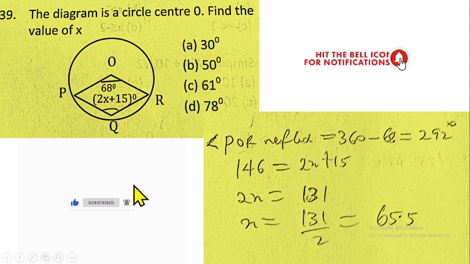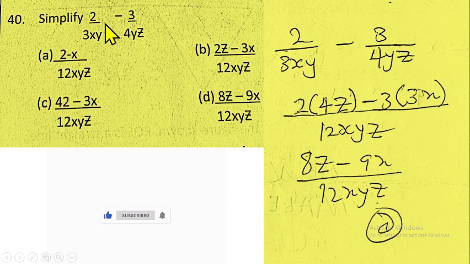Question number 40. You have to simplify 2 over 3x minus 3 over 4yz. This is also an algebraic fraction. So what can we do? We can find the LCM as well. That would be 12xyz as the LCM. So 3xy in this will give us 4z, so 4z times 2 will give us 2 times 4z, minus 4yz in this will give us 3x times 3. If you open the bracket, you have 2 times 4z, that gives us 8z minus 9x. There's nothing we can do further in this case.